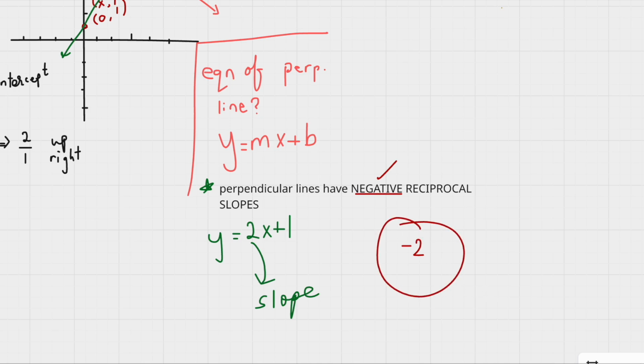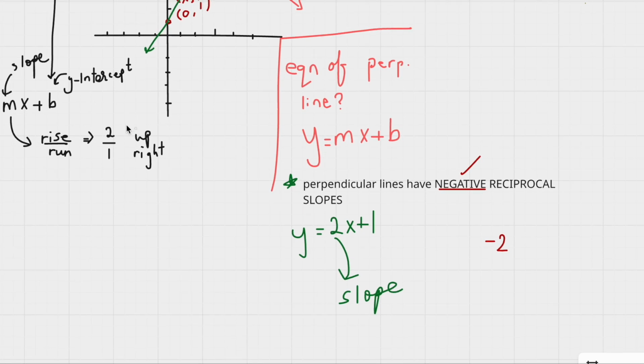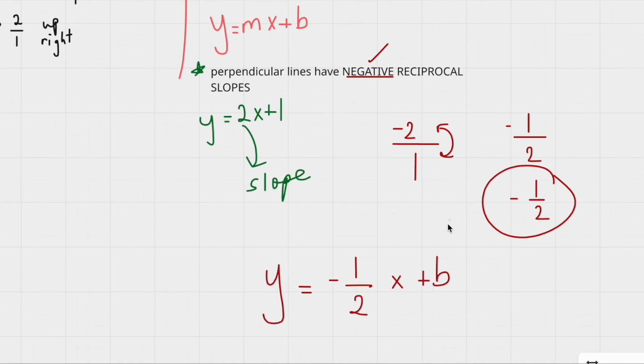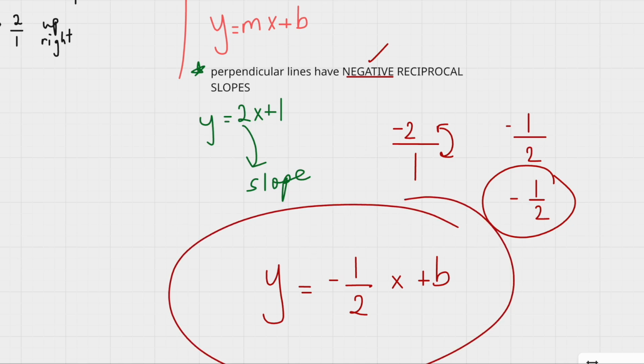So in this case, what does that mean to flip negative 2? If it's a whole number, negative 2 or positive 2 would actually have an invisible 1 underneath, but it's not shown. So you can draw that in and then just flip it. So the reciprocal of negative 2, or negative 2 over 1, would be negative 1/2. It doesn't really matter where the negative goes. You can keep it out front, or you can just keep it on top. It means the same thing here. But this would be the slope of your perpendicular line, which means your answer would be something like this.